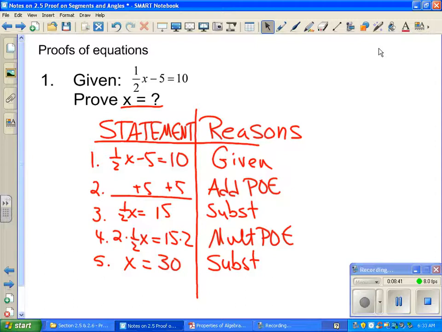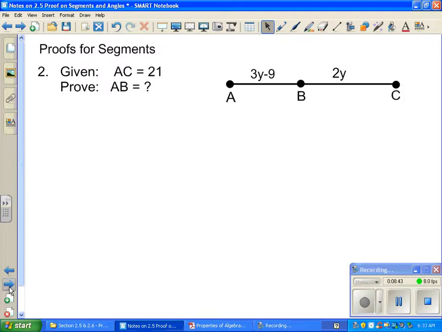So let's see how that works with some pictures. So here in this, we're going to work a few with segments first. So here in the segment problem, I have 2 segments, obviously not of equal length. And AB is equal to 3y minus 9, and 2y is what BC is. But the given in this problem says from A all the way to C, and that's something sometimes you might want to mark on your picture. All the way over here is 21. So when I put the 2 of them together, I get 21.